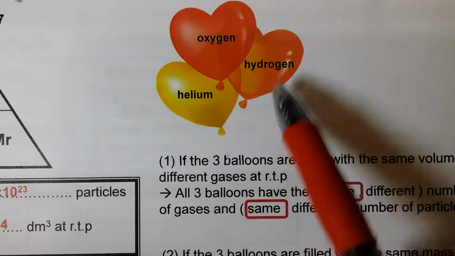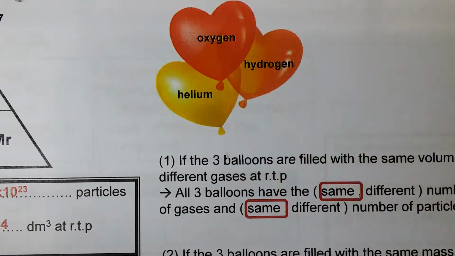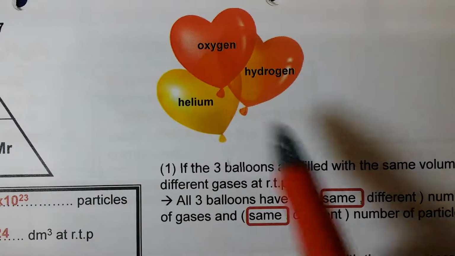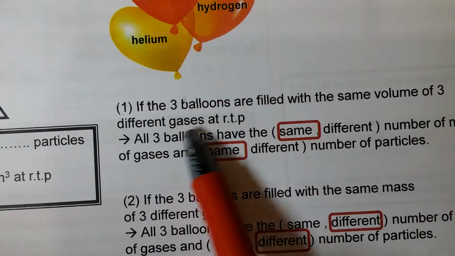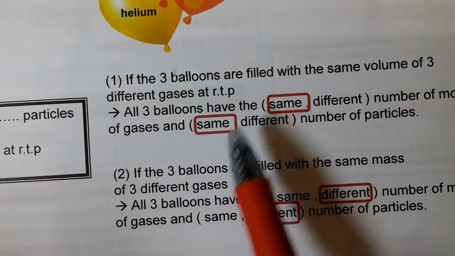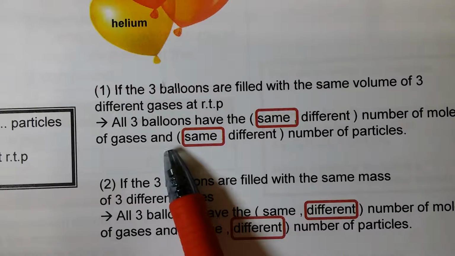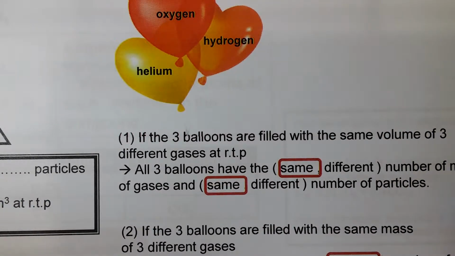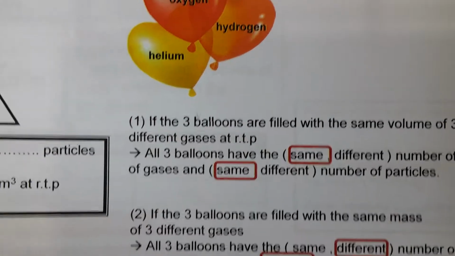Now let's look at this example. These 3 balloons, the size of the balloons looks the same. That means the different gases inside have the same volume. So if the balloons are filled with the same volume of 3 different gases at room temperature, it means all 3 balloons have the same number of moles, okay? And it also means they have the same number of particles. So same volume means same number of moles. Same number of moles means same number of particles, because 1 mole of any substance would have 6 times 10 to the power 23 particles.